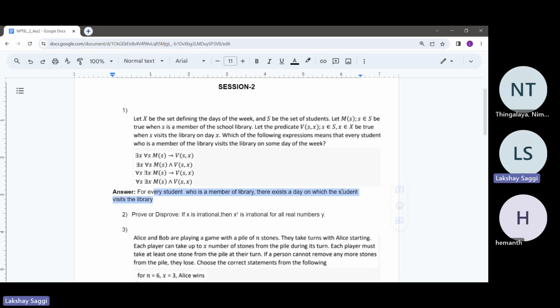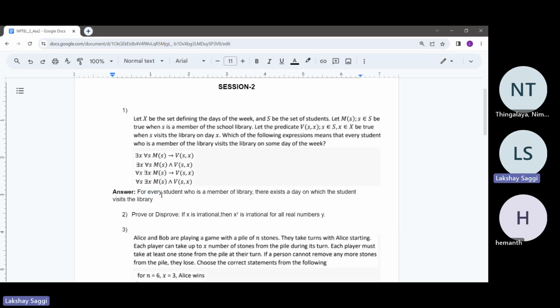So I just typed out this statement in a better form so that we can easily see what we want to do. What we want to establish is that for every student who is a member of the library, there should exist a day on which the student is visiting the library. And we'll just go through these propositions and see which one matches this statement. So let's just see.